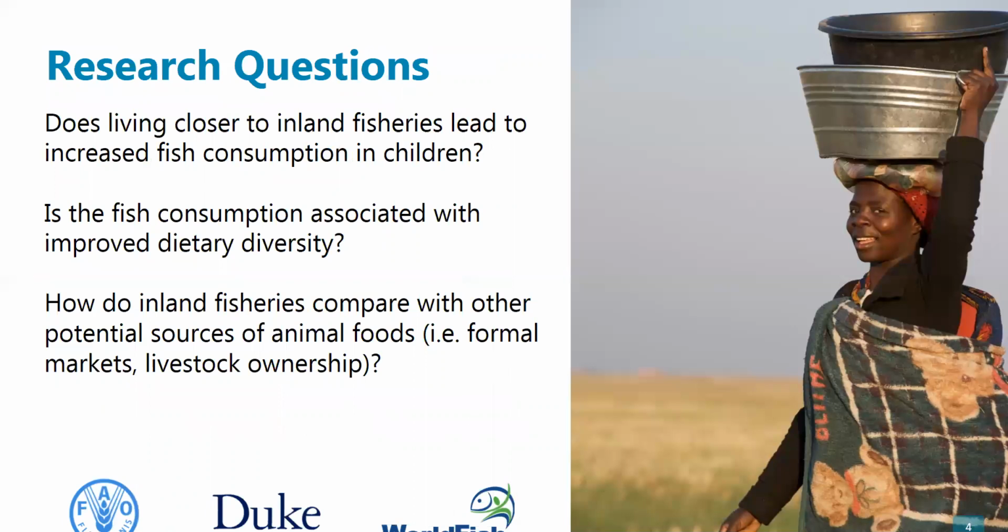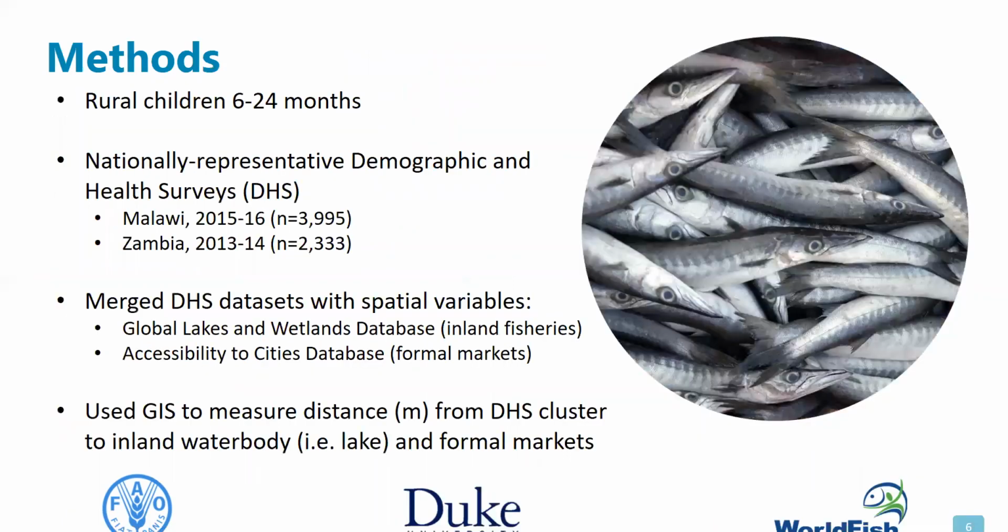So we asked, does living closer to inland fisheries lead to increased fish consumption in children? And is this fish consumption associated with improved dietary diversity? Further, employing a food systems approach, we asked, how do inland fisheries compare with other potential sources of animal source foods, i.e. formal markets and livestock ownership?